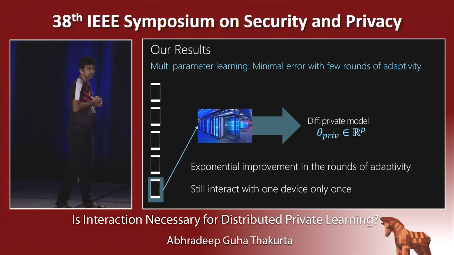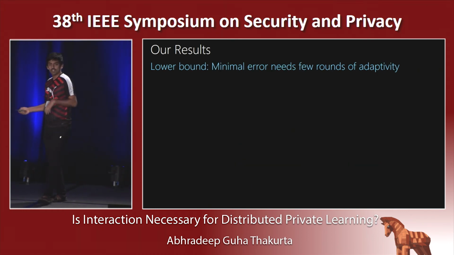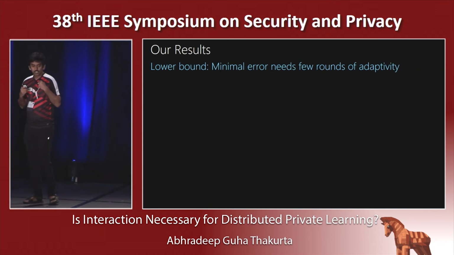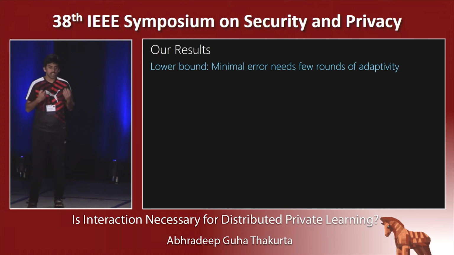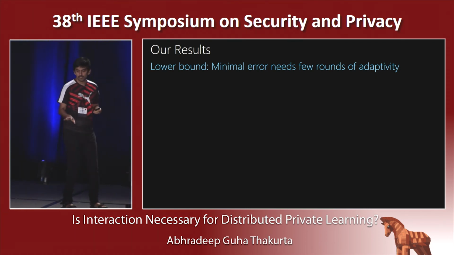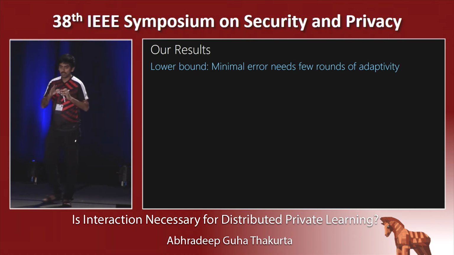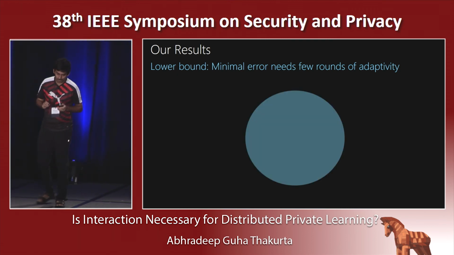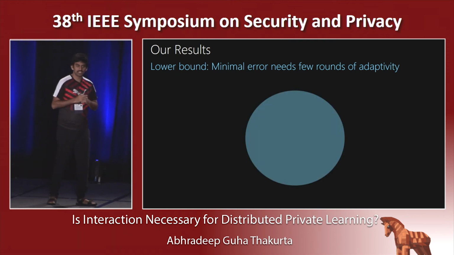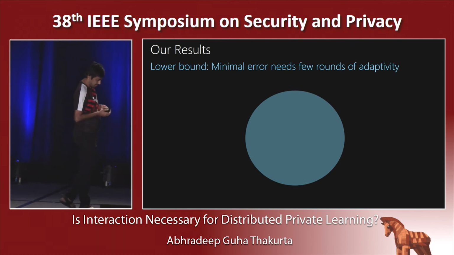So these are the good news, but let me end with a more pessimistic note. Let me give you the bad news. Our lower bounds show that if you try to achieve minimal error under local differential privacy, adaptivity is in some sense necessary. And let me try to give you in like 1 minute how the lower bound looks. I think in the paper, according to me, this is the most interesting part, or the most intuitive part, of the paper. So suppose this circle represents the space of all models you want to learn, right?